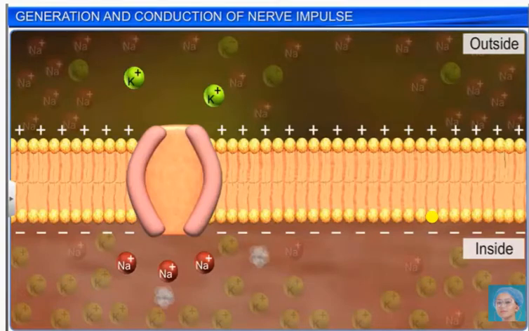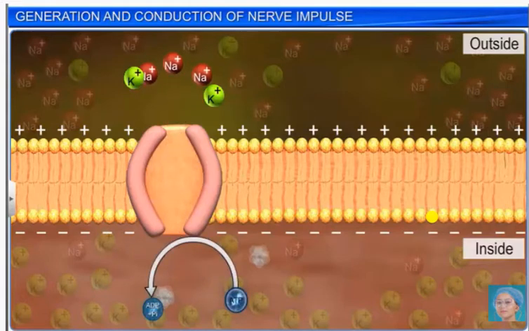A repolarized nerve fiber undergoes a refractory period of a few milliseconds, during which the original ionic distribution is restored by a sodium potassium pump, which actively transports sodium ions outward and potassium ions inward. This returns the membrane to its resting potential, and the neuron is ready to receive another stimulus.